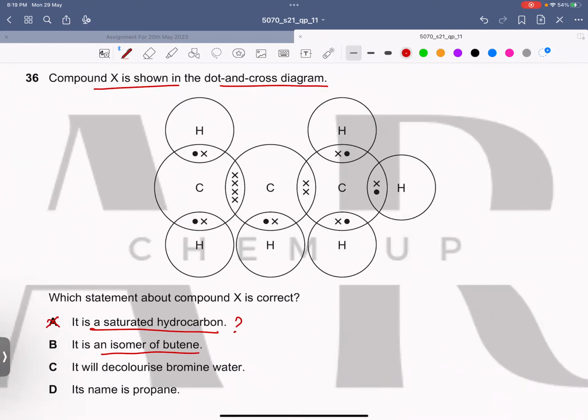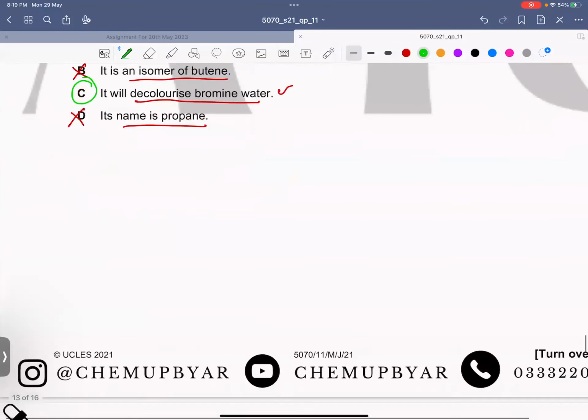There are only 3 carbon atoms, so this is wrong. It will decolorize bromine water. Yes, it can be correct. Its name is propane. No, its name is propene. So C is your correct answer. Yes, Rayyan, Abdullah, Hassan, and Asad. Does anybody have any confusion till here? No, sir. If anyone has, do ask, please.